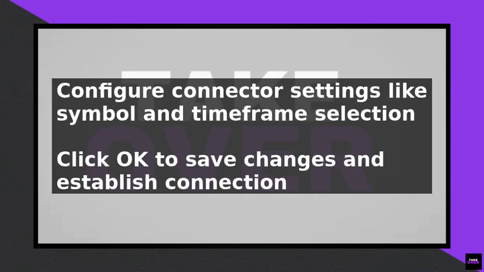You can verify the connection by checking the MT5 terminal for any error messages or by testing a trading strategy. Best practices include keeping your API token secure, regularly updating the connector, and monitoring the connection for any issues. By following these steps, you can successfully connect MT5 to TradingView and enhance your trading experience.